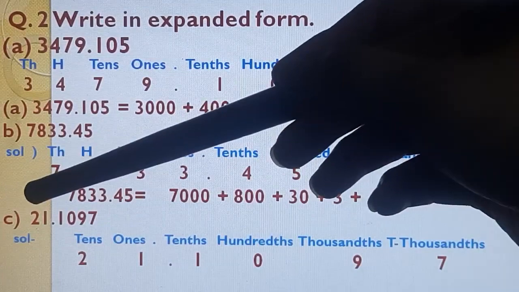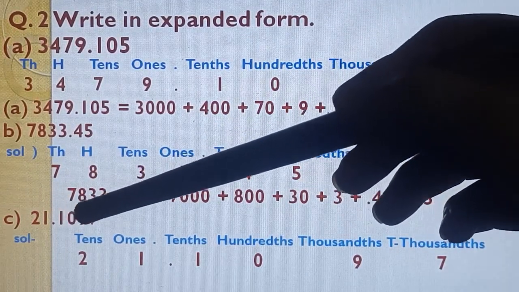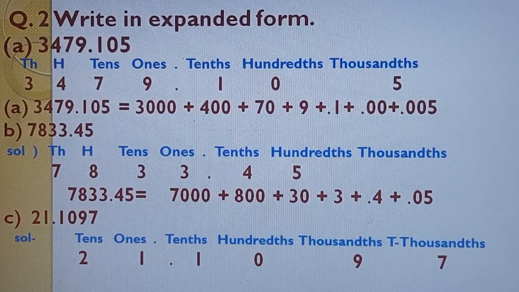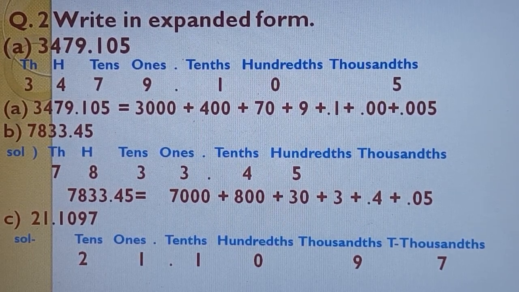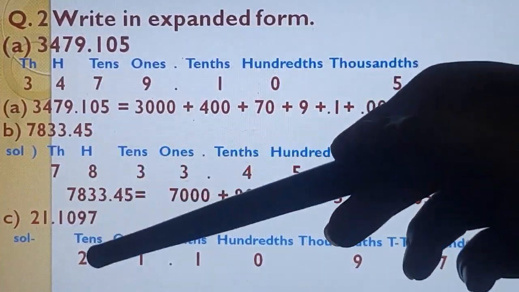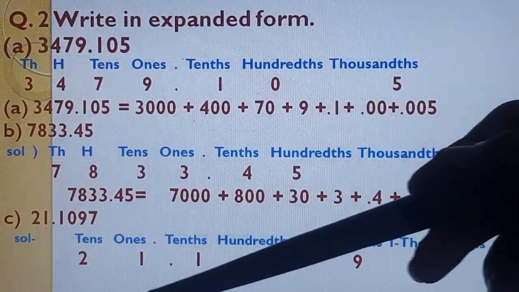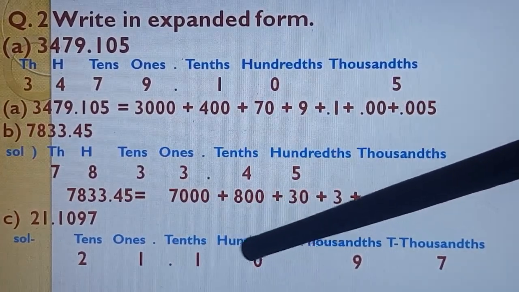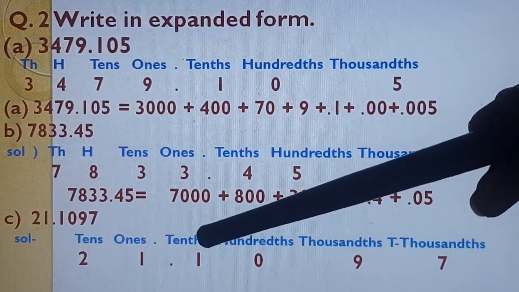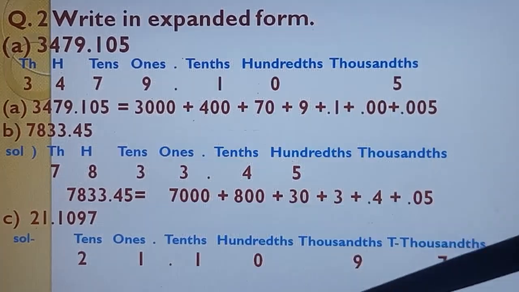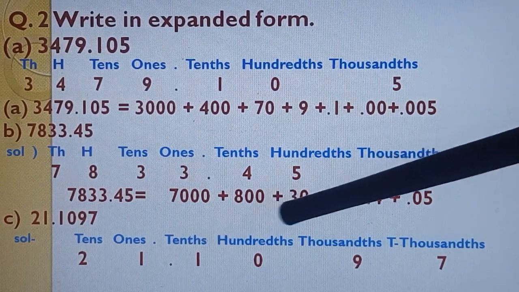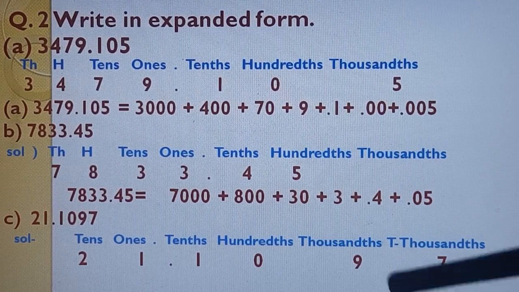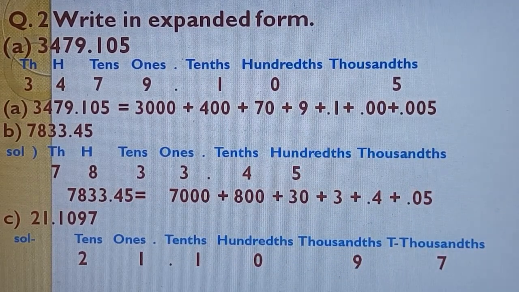Next, C part. 21 decimal 1097. Don't read it 1097. After decimal you have to read single digits. So 21, that is 2 tens, 1 ones, that is 20 plus 1, plus decimal 1 plus decimal 00 plus decimal 009 plus decimal 0007. 7 के प्लेस वैल्यू लिख रहे हैं ना, तो 7 अपनी प्लेस पर रहेगा, रिमेनिंग ऑल विल बिकम 0. Right?